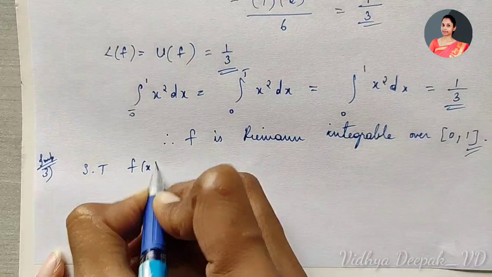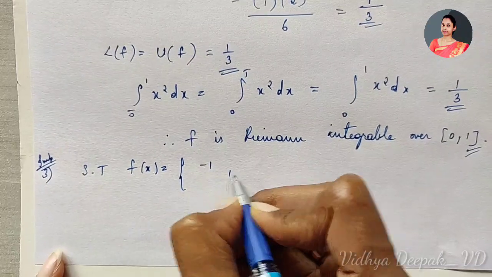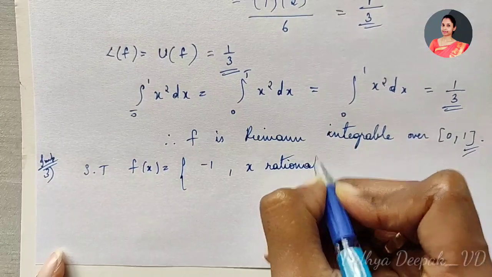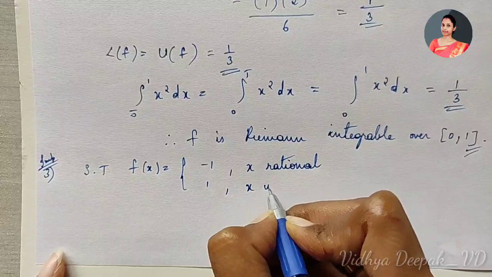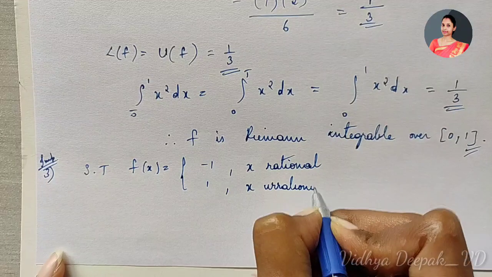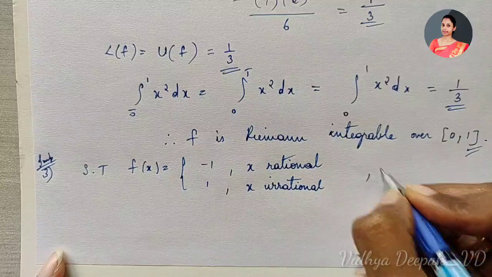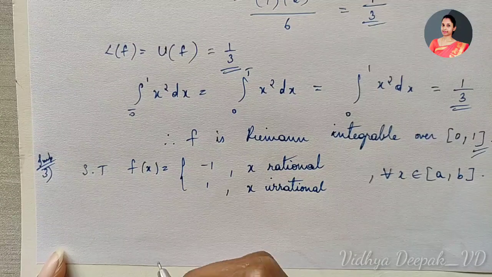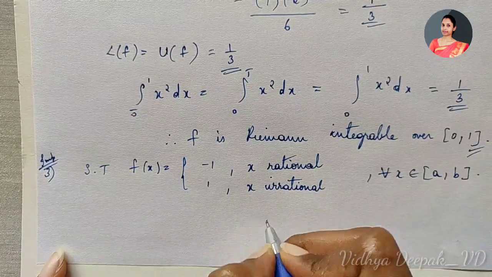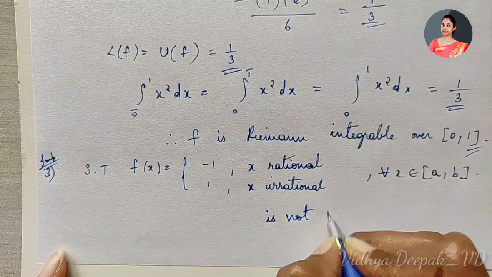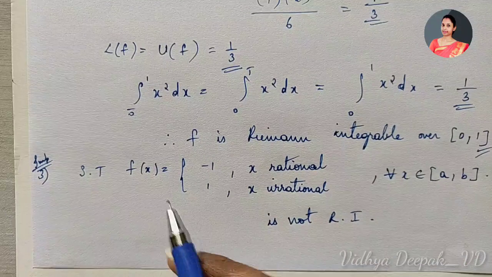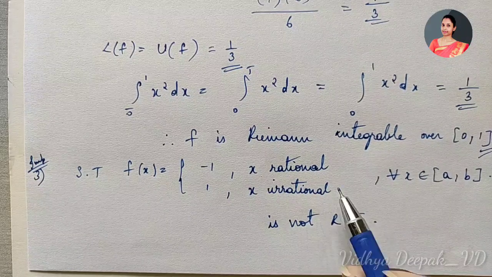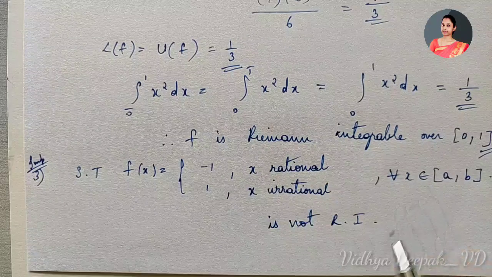Show that f of x is equal to minus 1 when x is rational and plus 1 when x is irrational, for all x belonging to the closed interval a comma b, is not Riemann integrable. That means f of x is equal to minus 1 or plus 1 when x is rational or irrational. We have to show that this function f of x is not Riemann integrable.